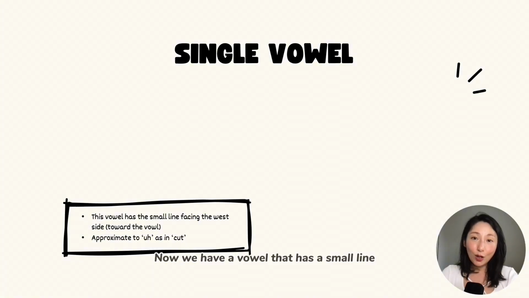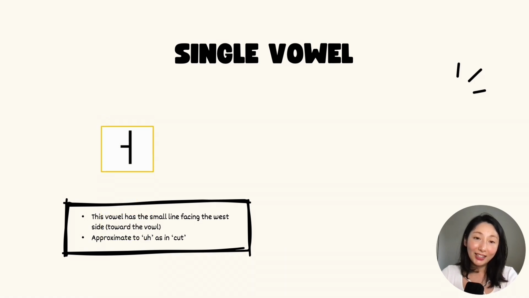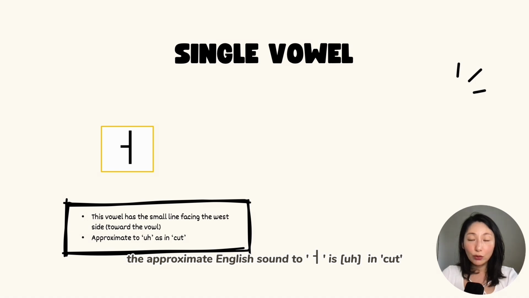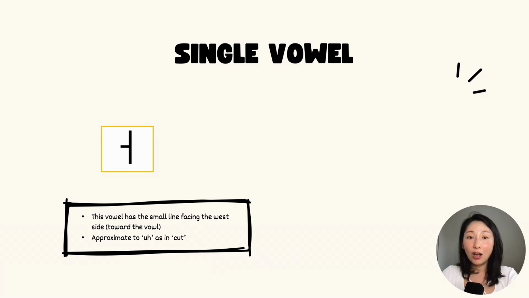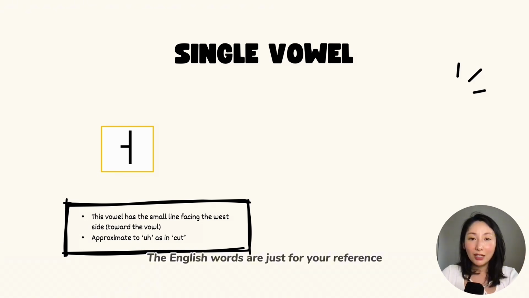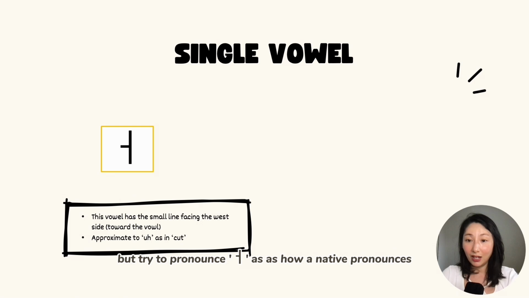Now we have a vowel that has a small line attached to the left side of the main line. This one sounds oh, oh, oh. The approximate English sounds are u as in cut and aw as in saw. Remember, this is an approximate sound, not exact. The English words are just for your reference, but try to pronounce it as a native speaker does.